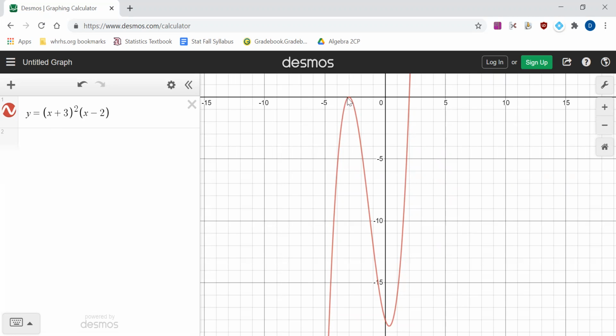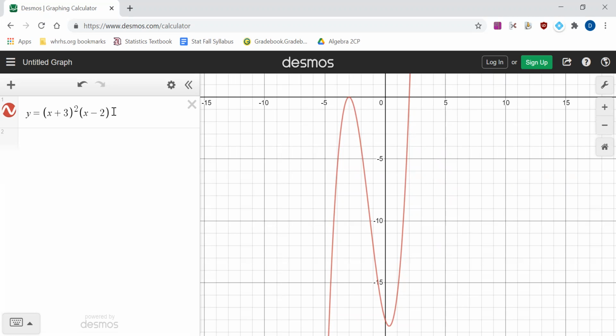I come up to the x-axis, but instead of going through the x-axis, I bounce off the x-axis like a little parabola would. Remember, x squared is a parabola. So when you have a factor that has an even powered exponent, when you get to the x-axis, you don't go through it, you bounce off.